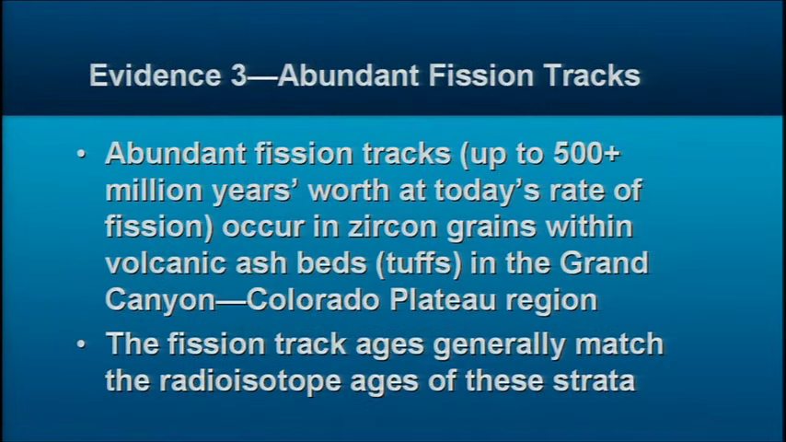Now that makes sense. We know that therefore there's abundant evidence of nuclear decay during the time these rock layers were formed in the Grand Canyon, Colorado region, up to 500 million years worth. And it matches the supposed ages of these rocks. In other words, they're in the right relative order.